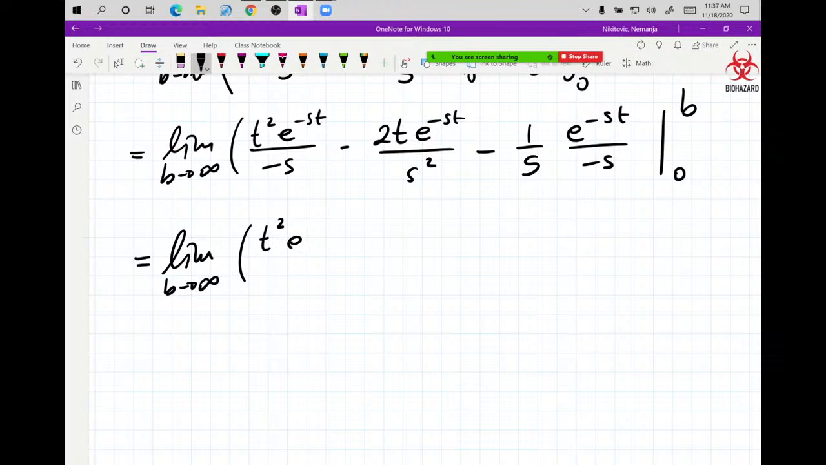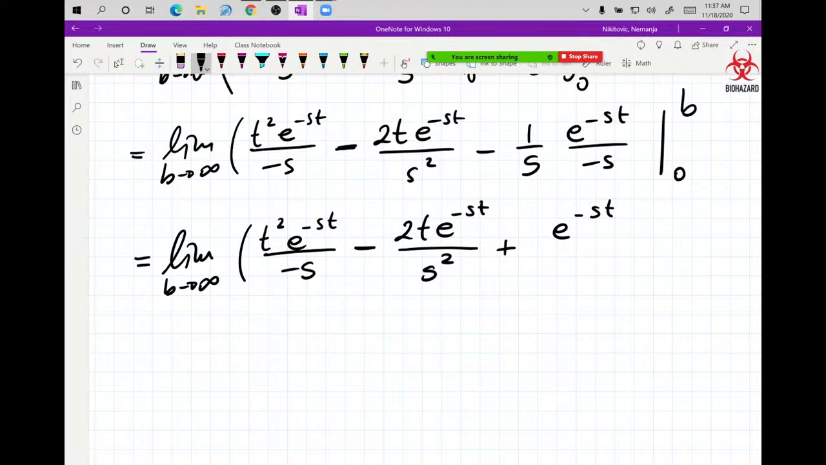So t squared e to the negative st over negative s, minus 2t e to the negative st over s squared, and plus e to the negative st over s squared, from 0 to b.